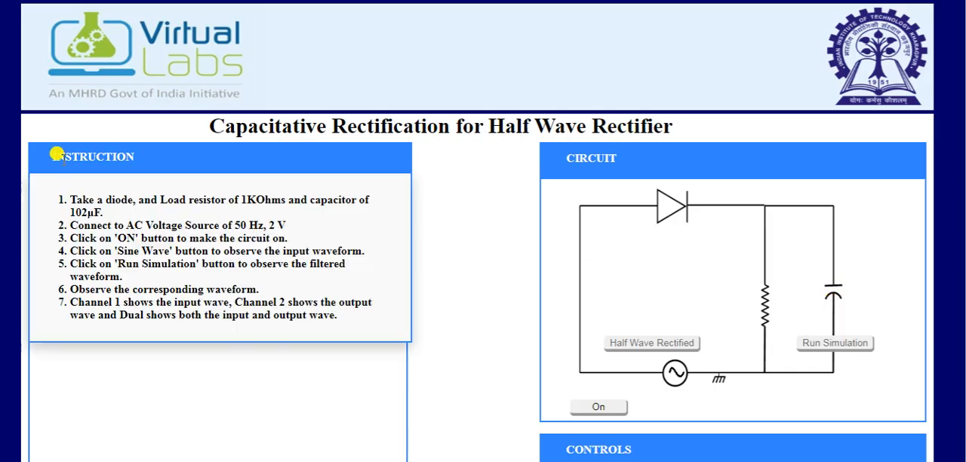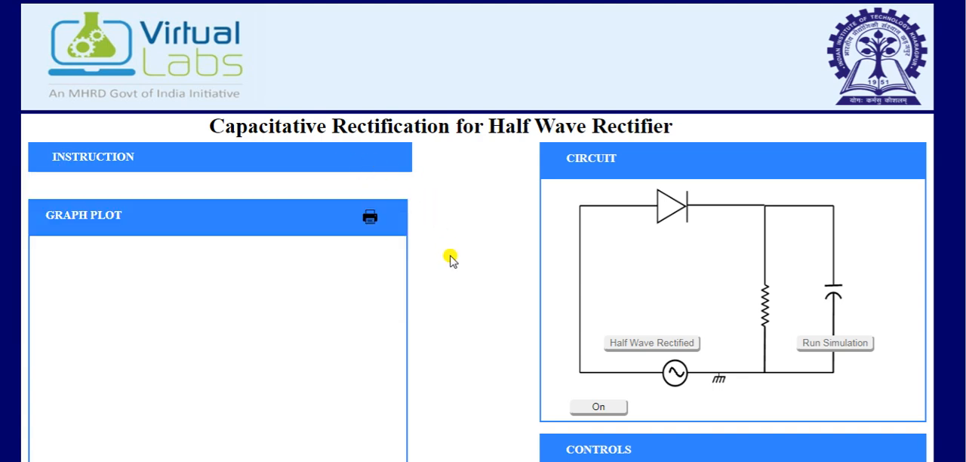On the left hand side there is a list of instructions which we have to follow for the simulation of this circuit. We will set the value of load resistance and capacitor, then we will connect the AC voltage source, click on the button, then click on sine wave, run simulation, and observe the corresponding waveform.